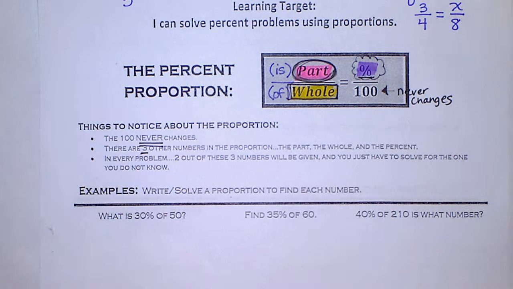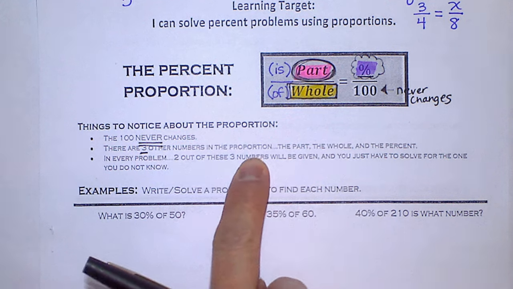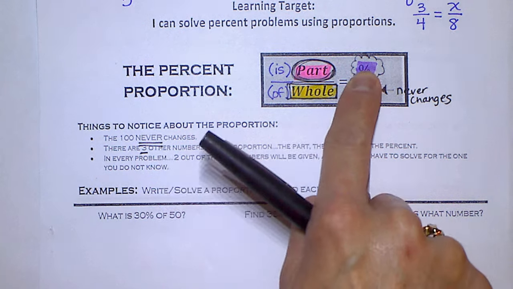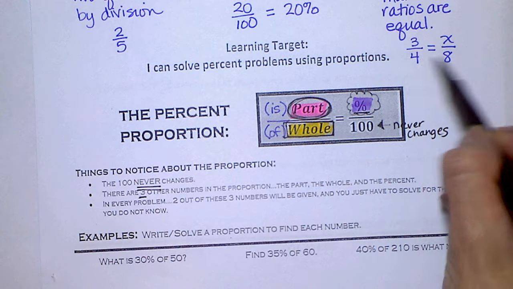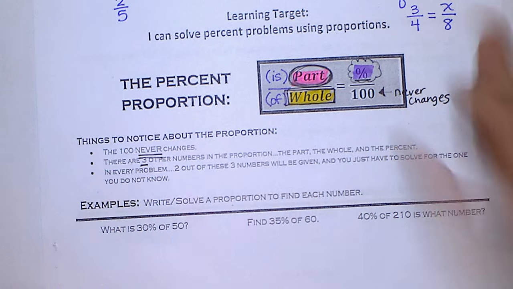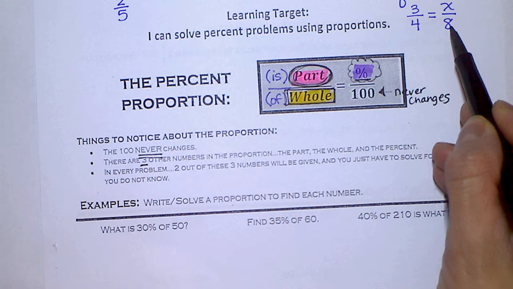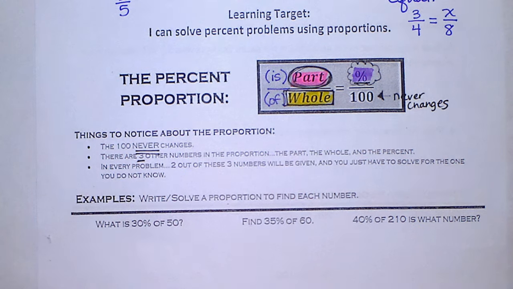So in every problem, we will know 2 of the 3 numbers, and 1 of these we won't know. Just like up here, we have 3 of the numbers, and 1 of them we don't know. This one should be a 100, so I'll take that back. But let's look at the first one.